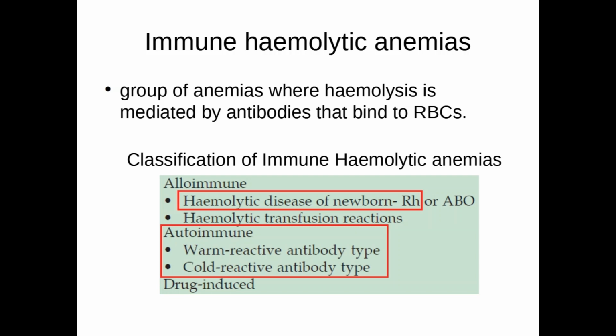Immune hemolytic anemias can be classified as either alloimmune, autoimmune, or drug induced. Under alloimmune, we have hemolytic disease of newborn due to either Rh or ABO, and we have hemolytic transfusion reactions, which occur after transfusing the blood of a donor into a recipient. Then we have autoimmune hemolytic anemia. There are two important types. The first is a warm reactive antibody type. The second is a cold reactive antibody type.